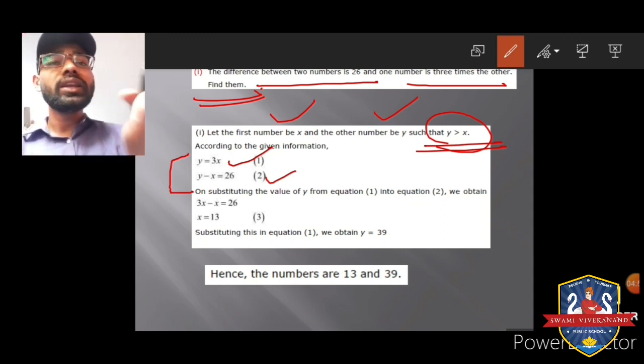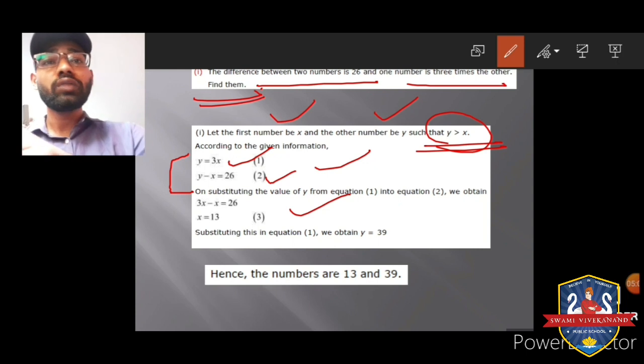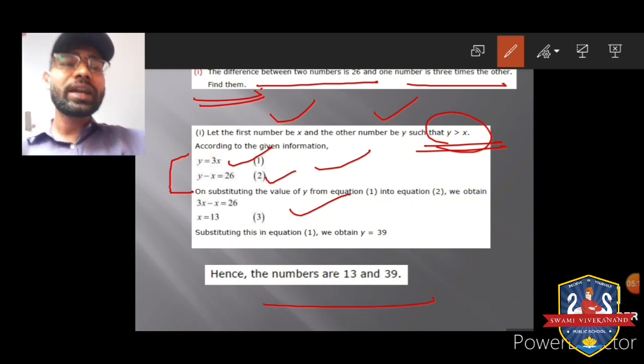Now we form two linear equations. Now as the linear equations are formed, now solve them. How to solve it? It's written how to solve it. You know how to solve it because earlier I solved 6 questions for you. Clear? So from here we get x is equal to 13 and 39.